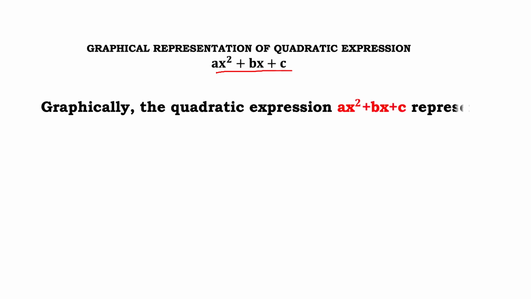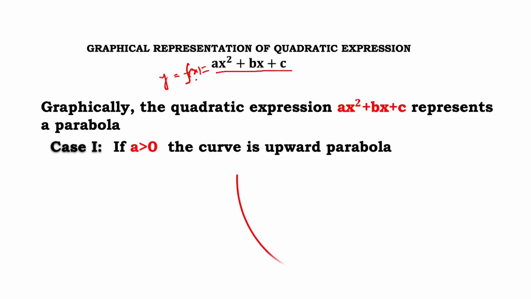So now we are starting the graphical representation of the quadratic ax square plus bx plus c, right? If we have to draw the graph, a few things we have to remember. This is the parabola. If we write y equals this, or f(x) equals this, y is a function of x, x is the variable, and we get ax square plus bx plus c. Case first, when a is greater than 0, the parabola will be an upward parabola.